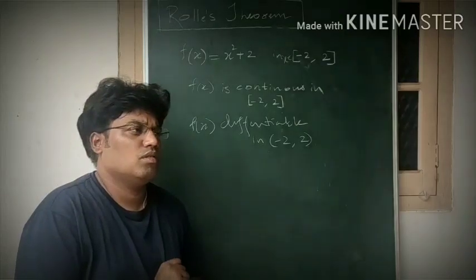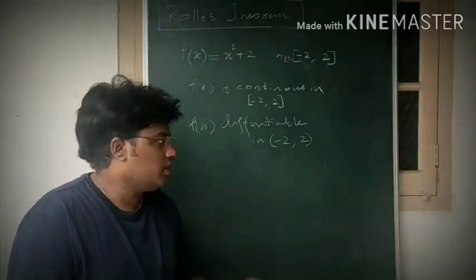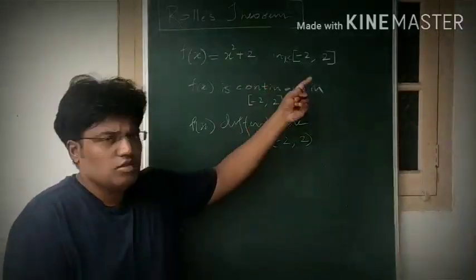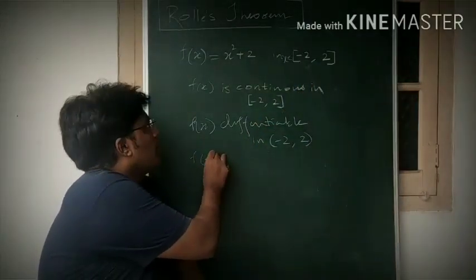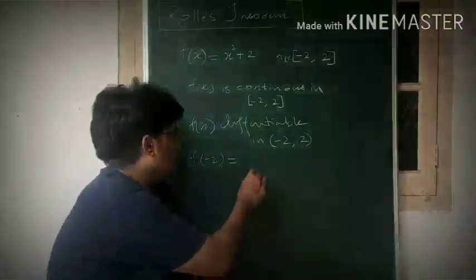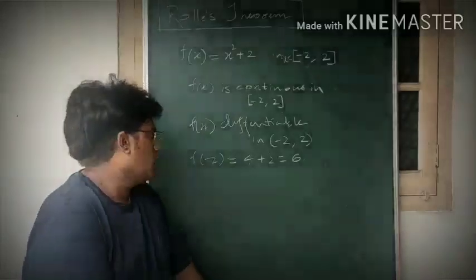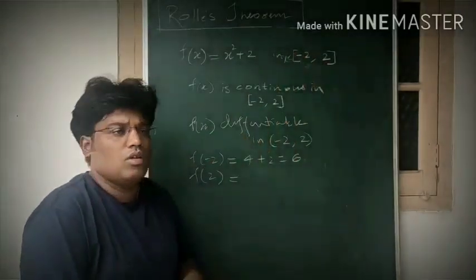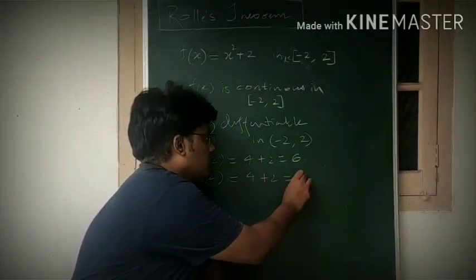So why is it open? That's what we'll go through in 2-3 minutes, you'll understand. Next we'll check whether f of a is equal to f of b or not. f of a, f of minus 2. Minus 2 whole square is 4. 4 plus 2 is 6. The same way we find f of 2. B value is 2. f of 2, 2 square is 4. 4 plus 2 is equal to 6.